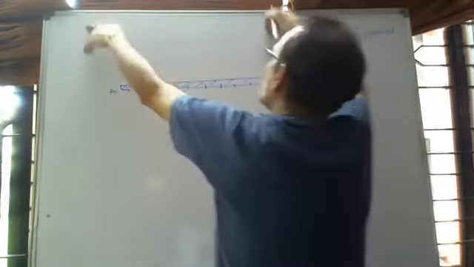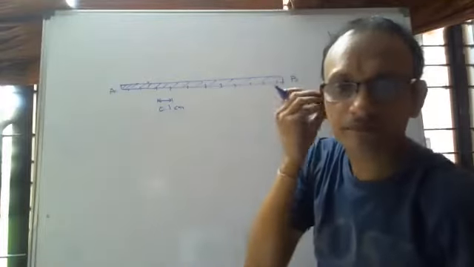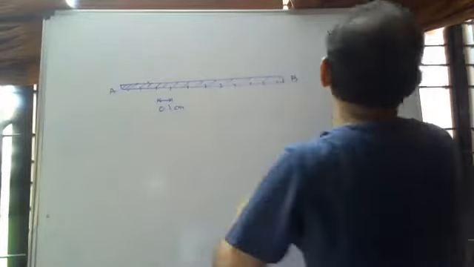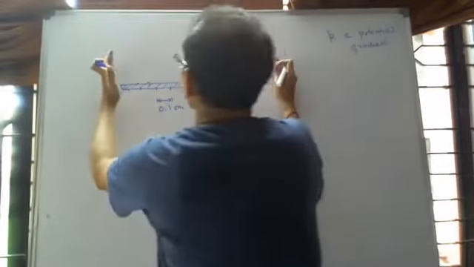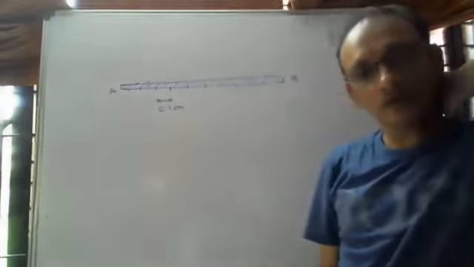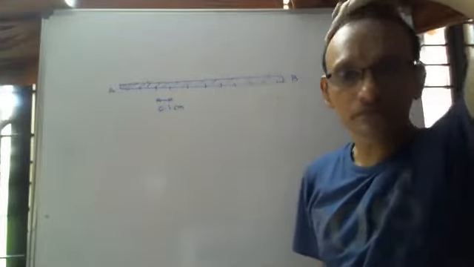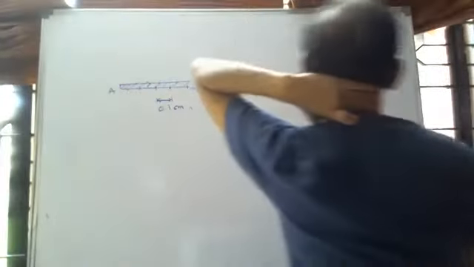Let's compute the potential gradient, which is the change in potential over the total length, volts per meter.